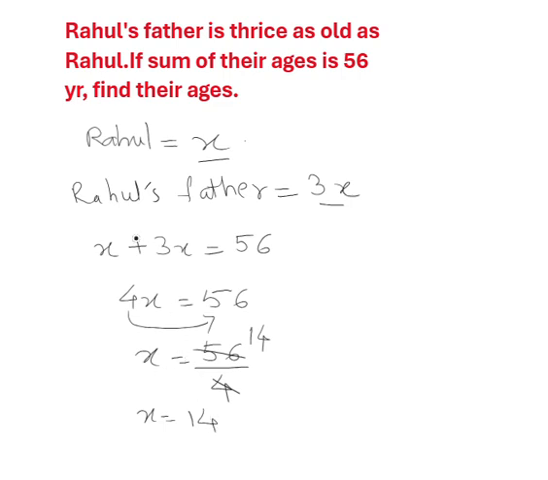That means the age of Rahul is 14. As the age of Rahul is x, the age of Rahul is 14. Now Rahul's father's age is 3x. So 3x is equal to 14 multiplied by 3, equal to 42 years. Now Rahul's father's age is 42 years.